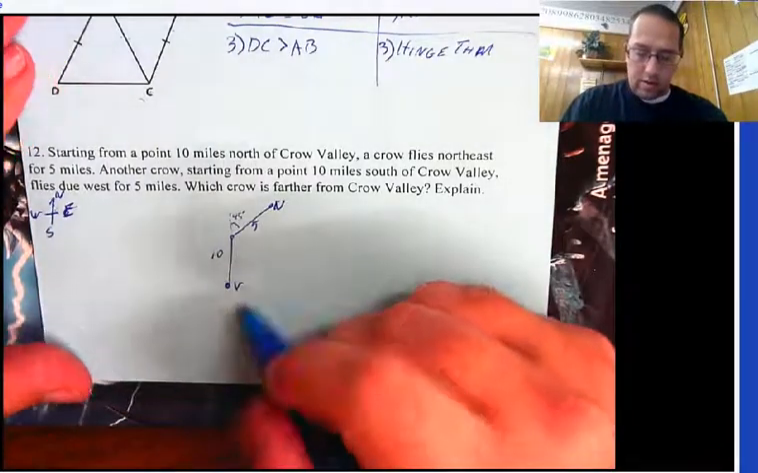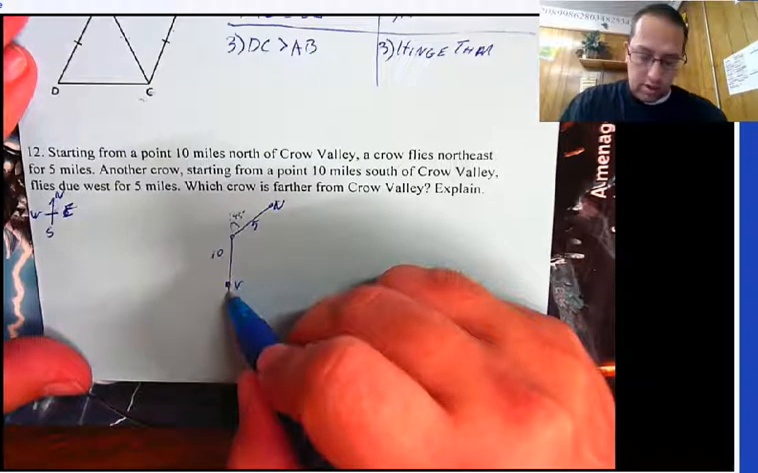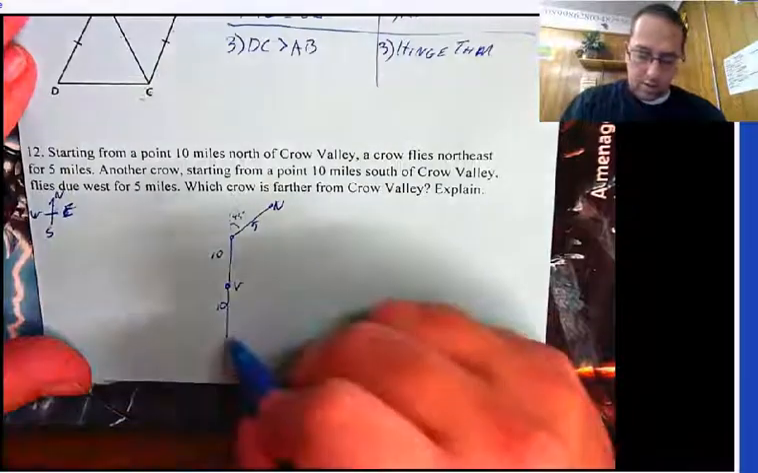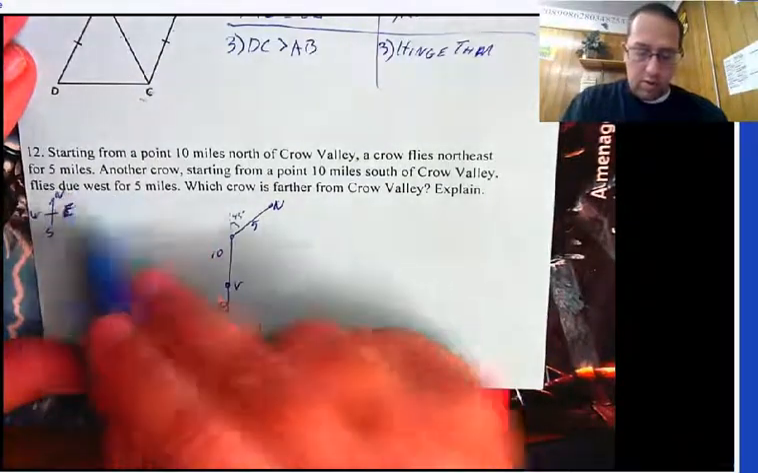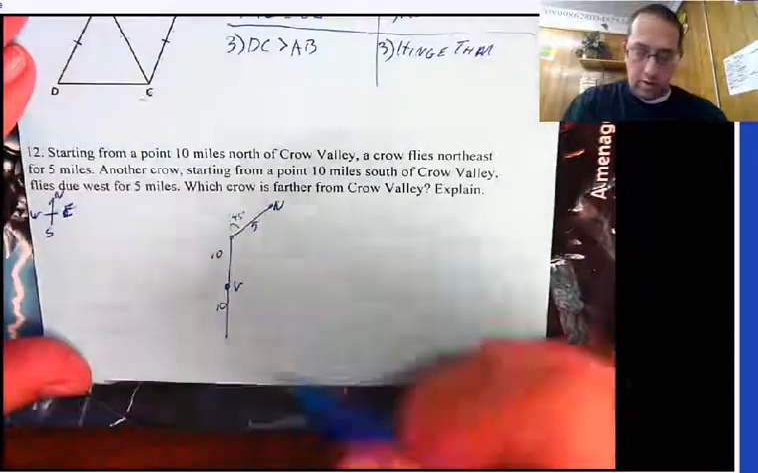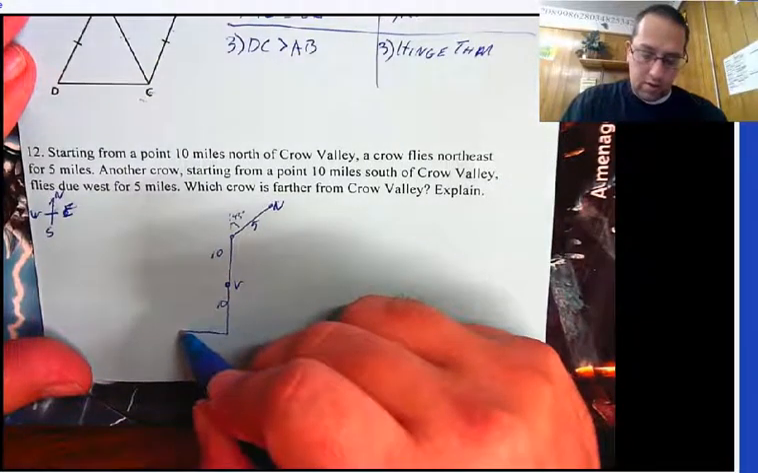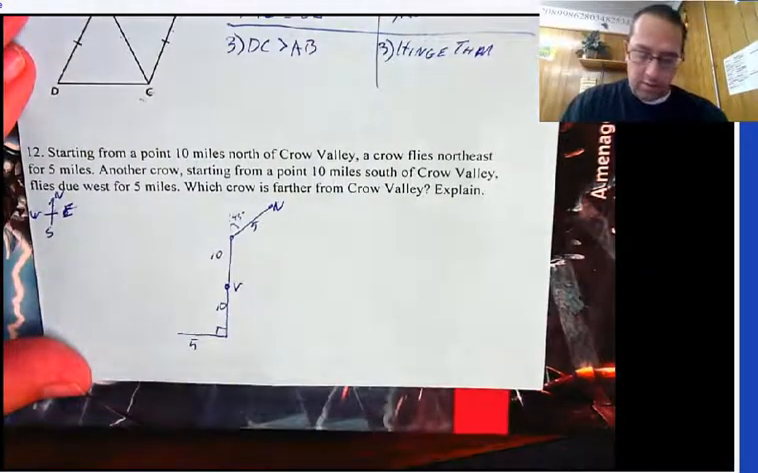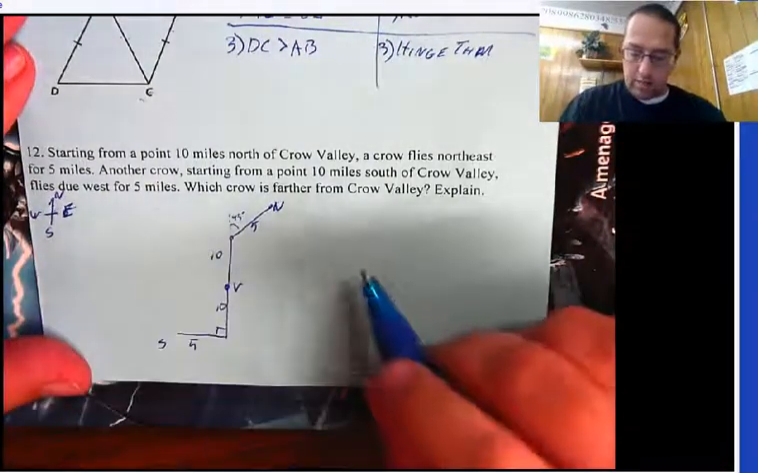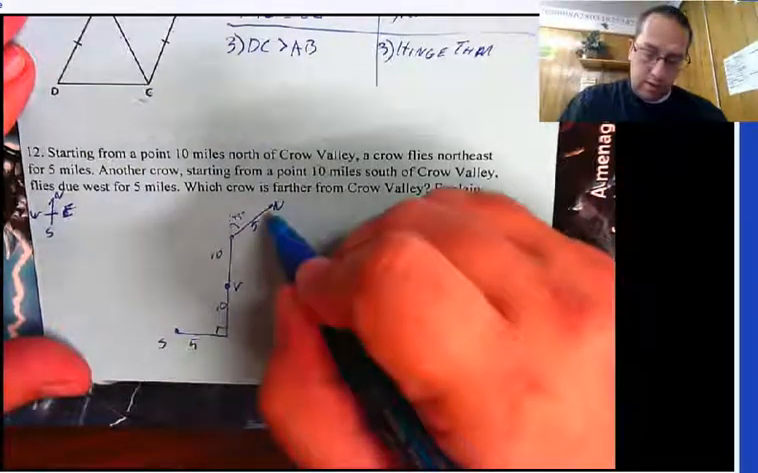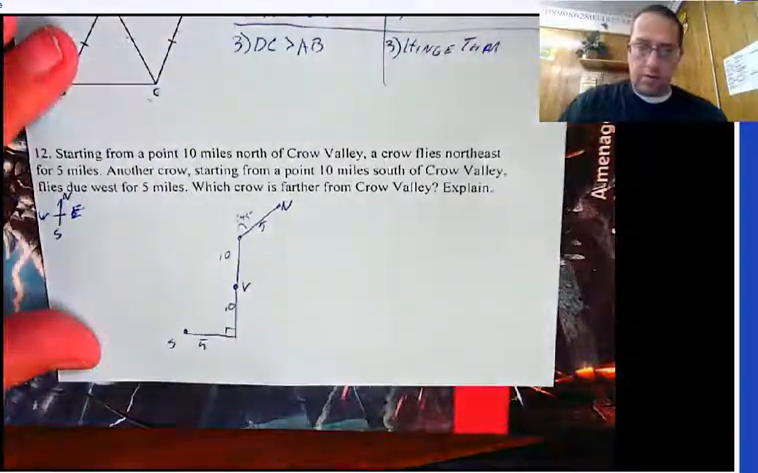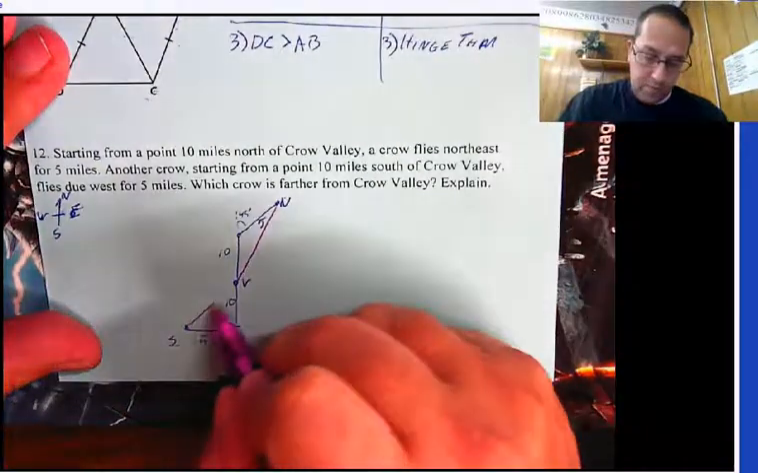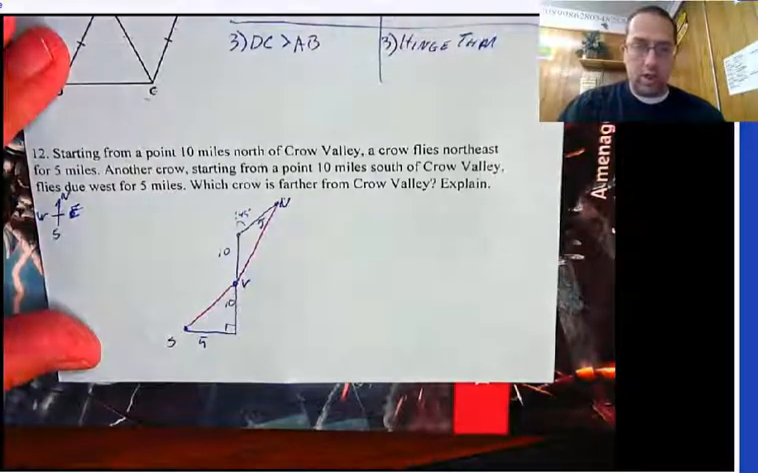Now let's take a look at the second crow. This crow started south for 10 miles. 10 miles, south, down. And then went due west. So due west is just going straight over. Nice little 90-degree turn here. So 90-degree turn, right angle, and went 5 miles. And we'll call this the South Crow, S. So the question is, which one is farther away from the valley?